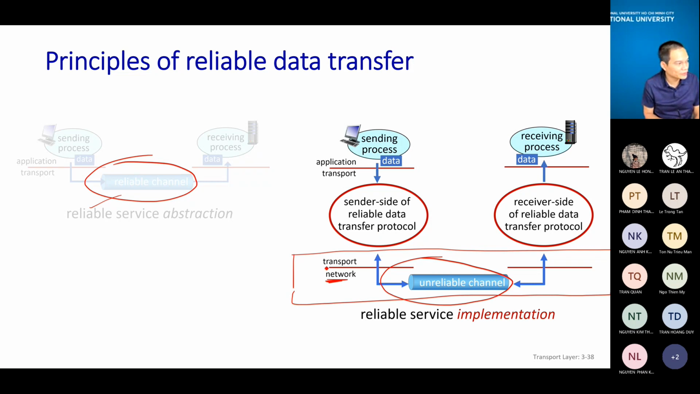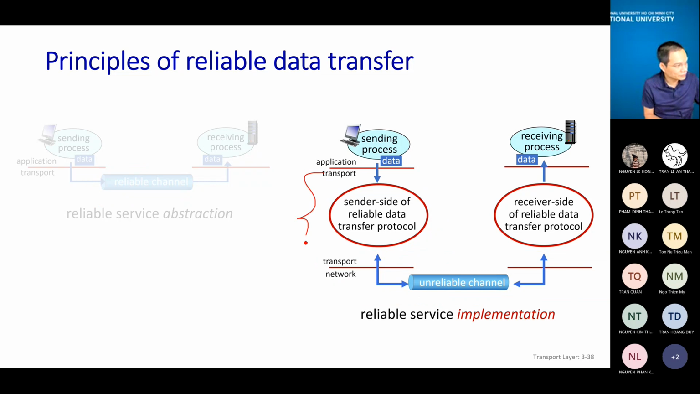So our job is to implement the transport layer. The network below is unreliable. We are in the transport layer, providing a service for the application layer. We have the unreliable channel below us, so now we have to turn it into something reliable, so that we can provide a reliable service to the application layer. That is the idea.